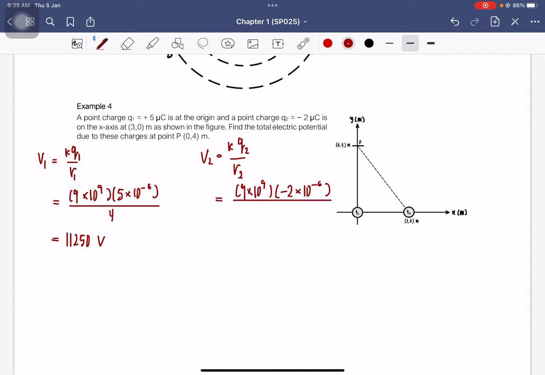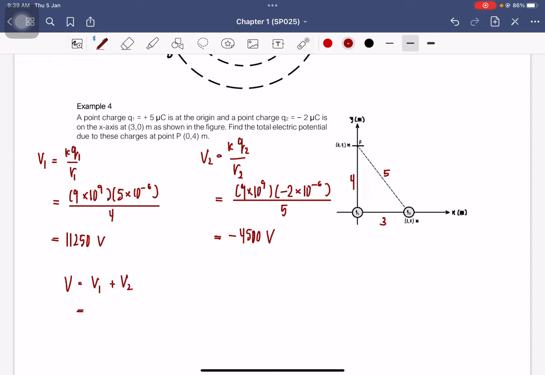Okay, remember you have to include the negative sign for electric potential only. Over the distance, so this is 3, this is 4, so this will be 5 based on trigonometry. So this is 5, which gives you negative 4500 volt. Since this is just a scalar quantity, we will just be adding these two together. So V1 plus V2.